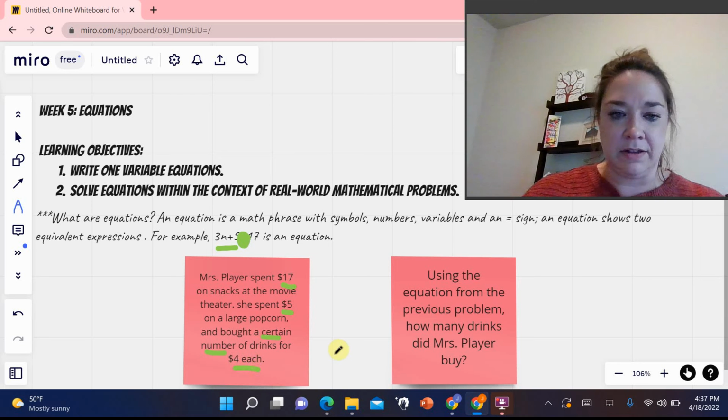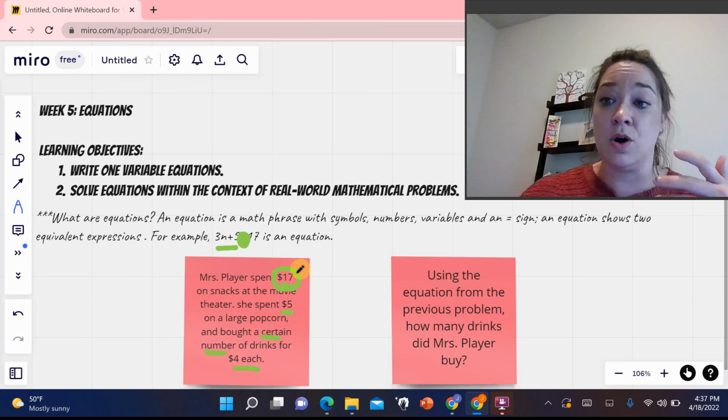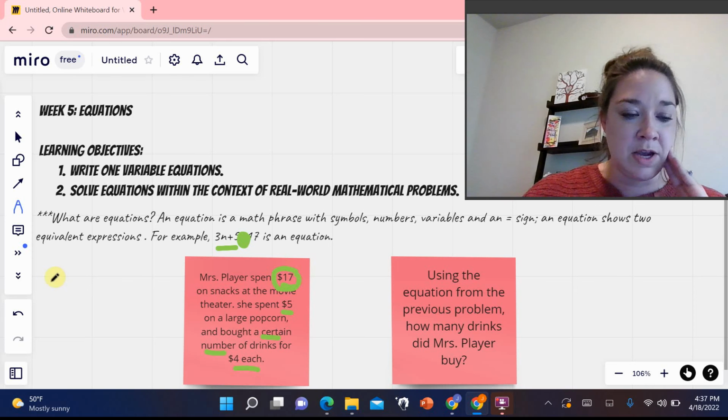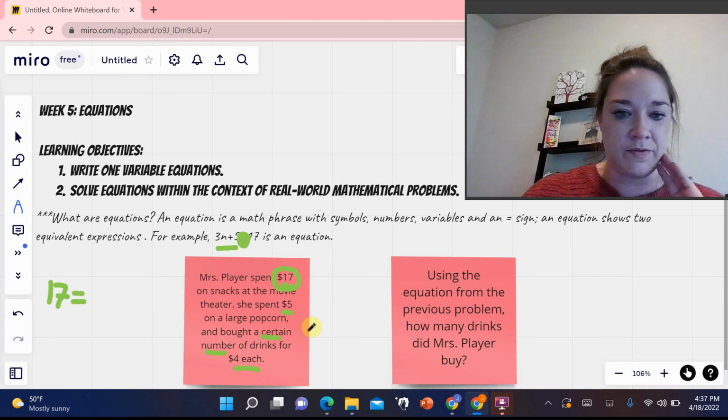What this is signaling in my brain is, when I see that Ms. Player spent $17 on snacks at the movie theater, oh, okay, that was my total cost. So I know that one side of my equation is going to equal 17 because that total cost is 17. And since this is an equation and I use that equal sign, I'll go ahead and put it there because now I have more information.